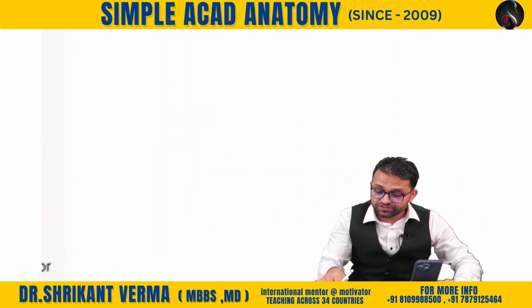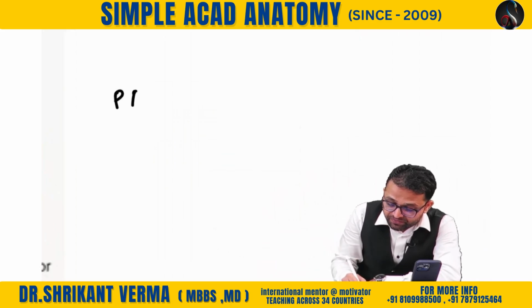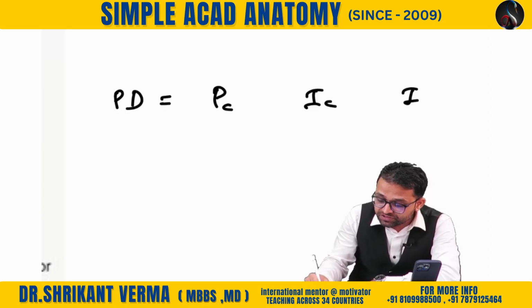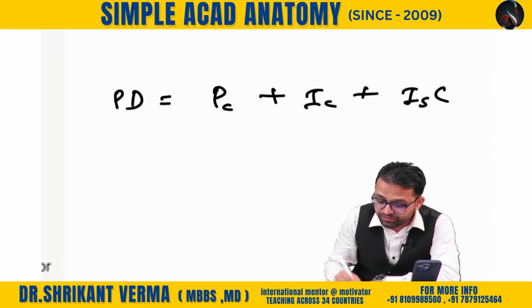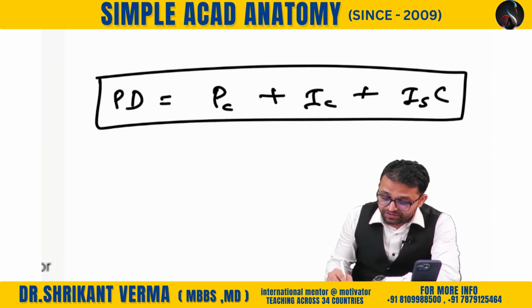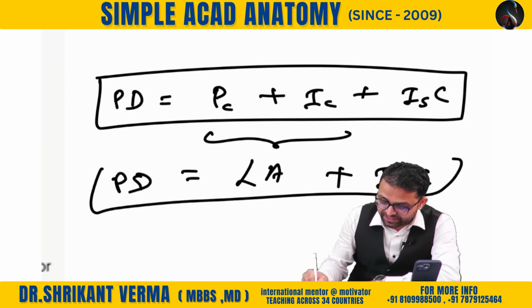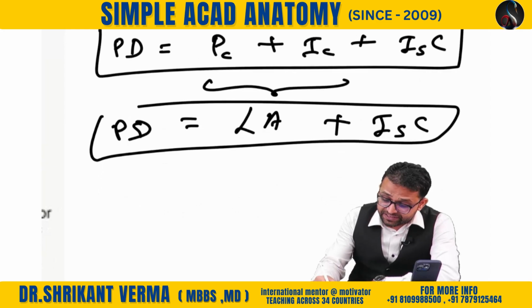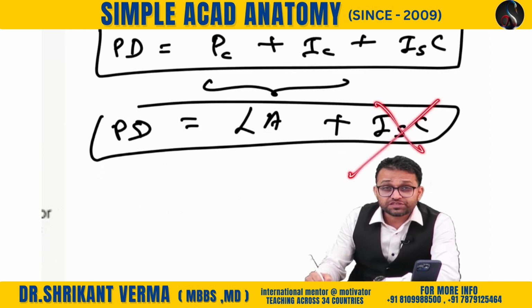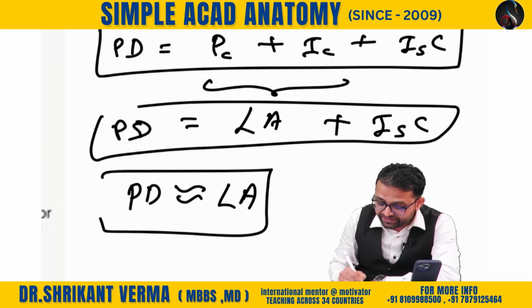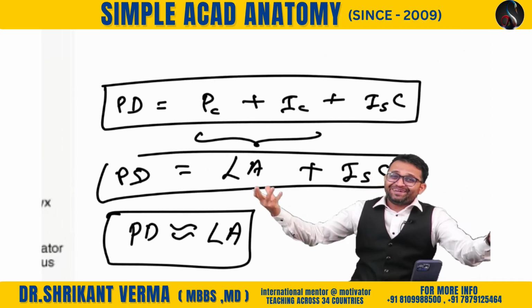What are the three equations you have to remember? I told you, sir, pelvic diaphragm is equal to pubococcygeus, iliococcygeus, ischio-coccygeus. First equation. Can you recall? Pubococcygeus, iliococcygeus, that is also known as levator ani. So levator ani plus ischio-coccygeus is equal to pelvic diaphragm. Second equation. And next, INICT, because this ischio-coccygeus is very small, so you can say pelvic diaphragm is equal to levator ani.